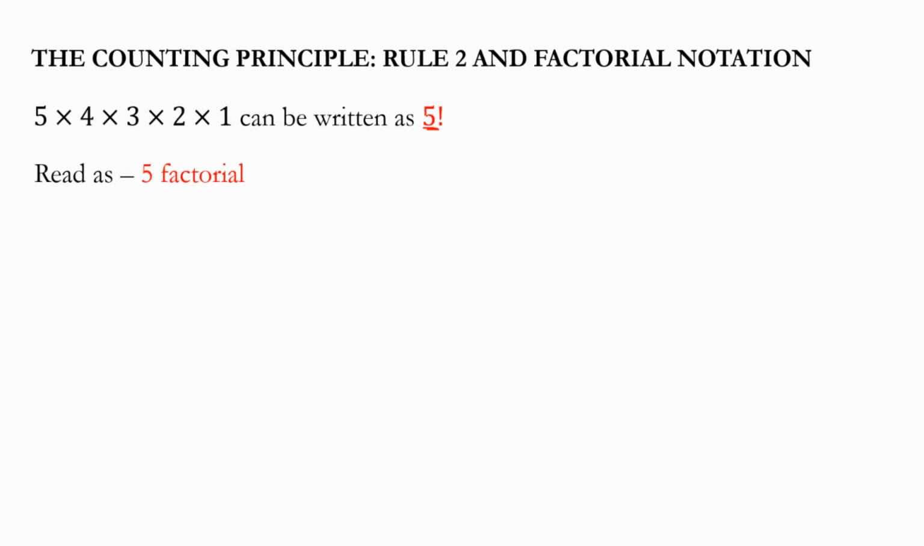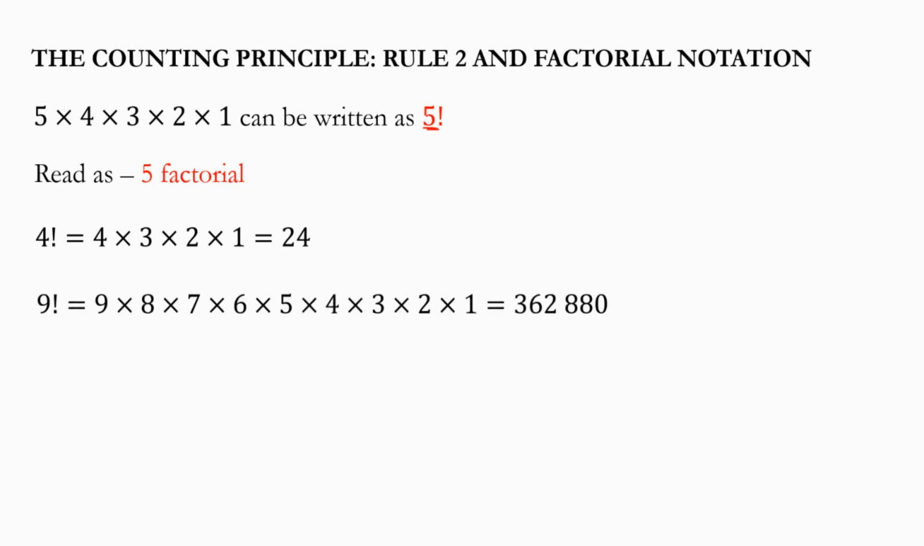Okay? For example, 4 factorial is 4 times 3 times 2 times 1, which is 4 times 3, 12, 12 times 2, 24, 24 times 1 is 24. And 9 factorial also is 9 times 8 times 7 times 6 times 5 times 4 times 3 times 2 times 1.